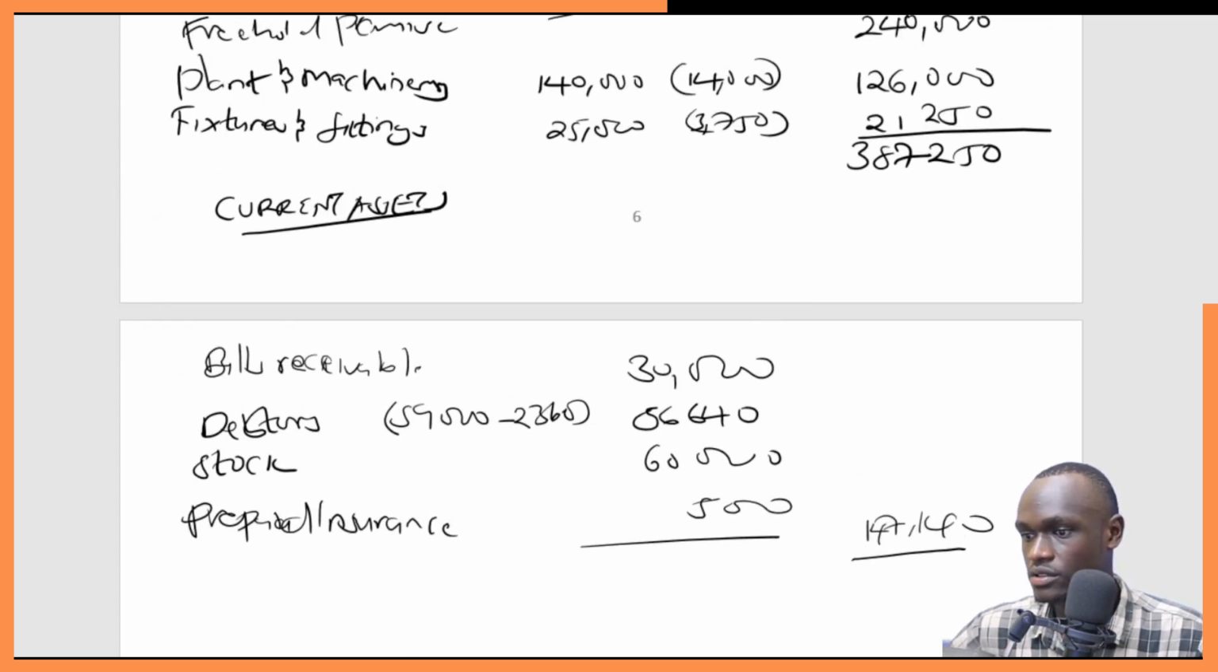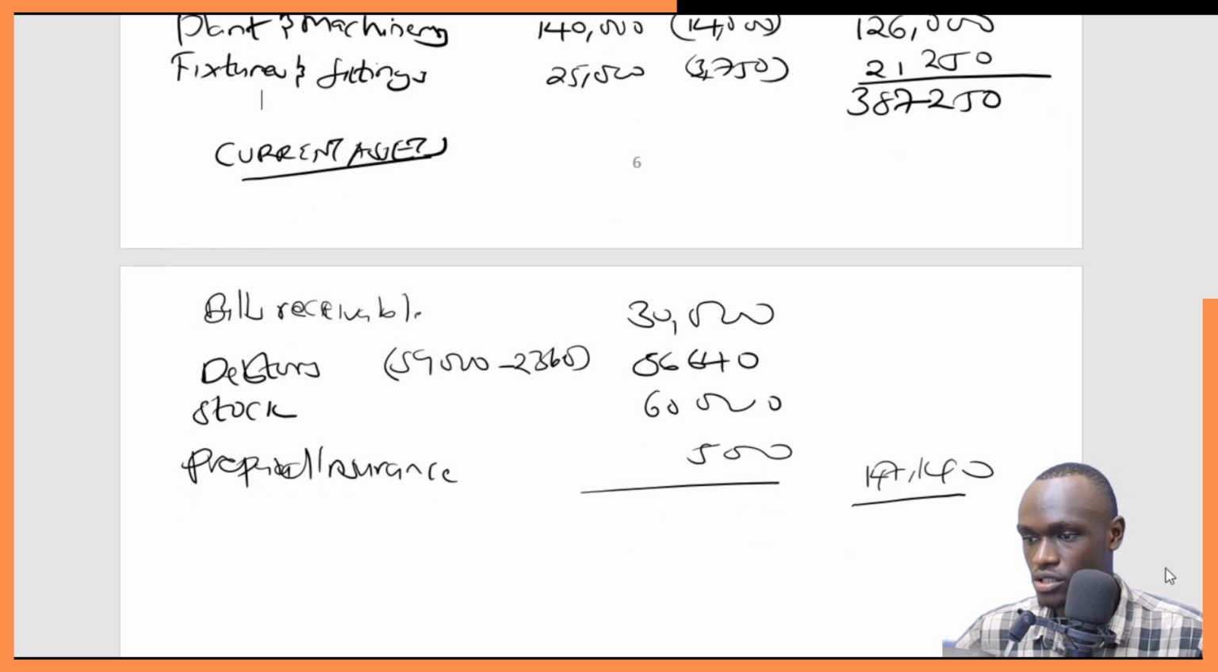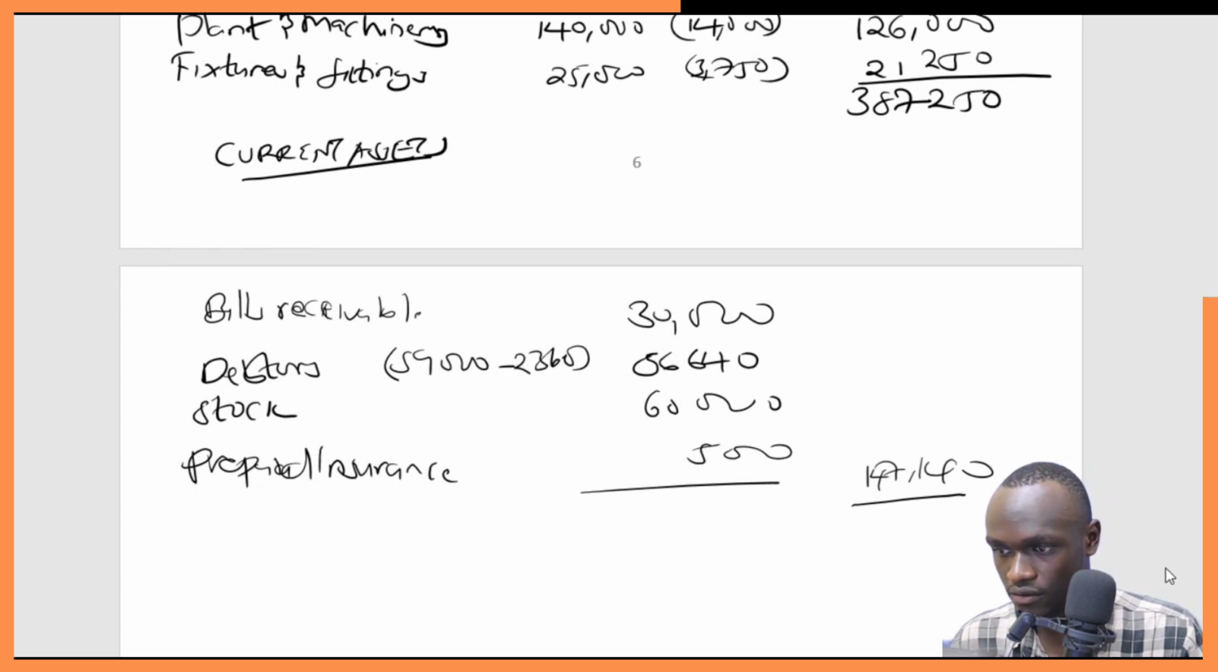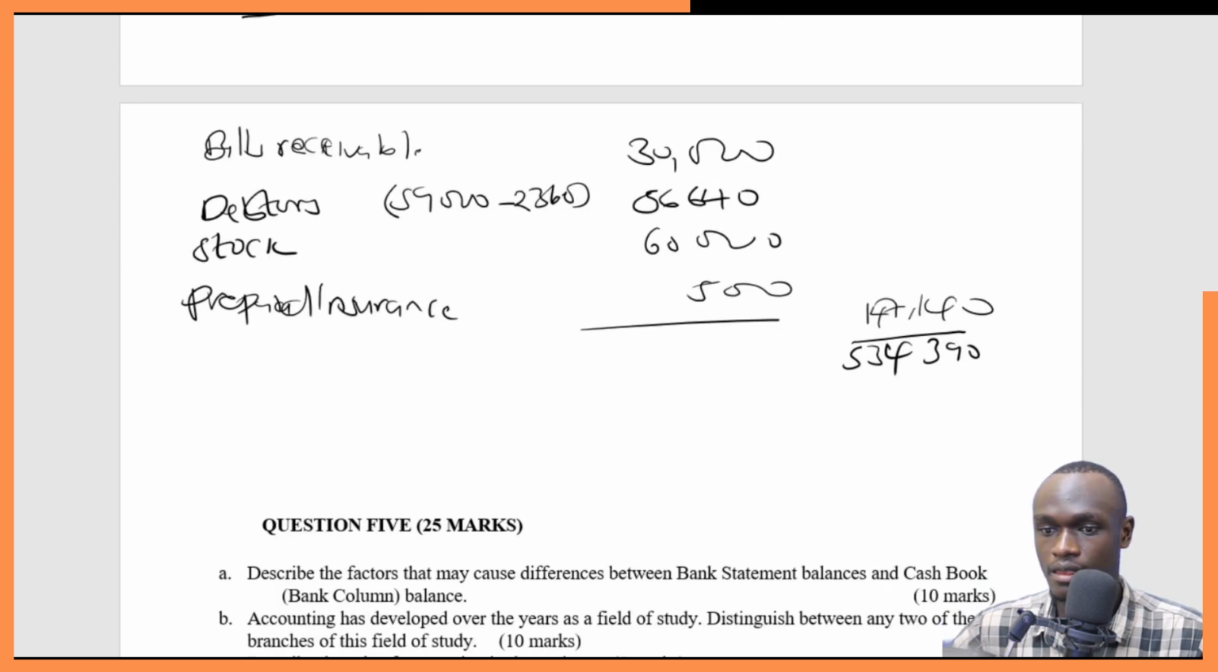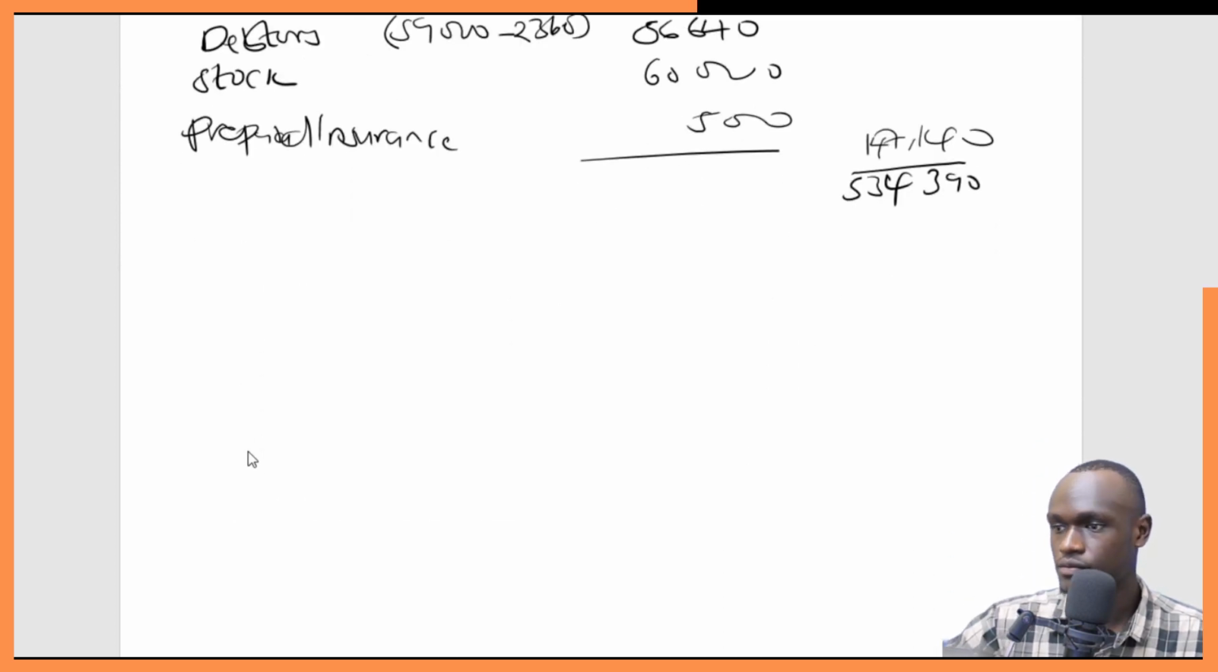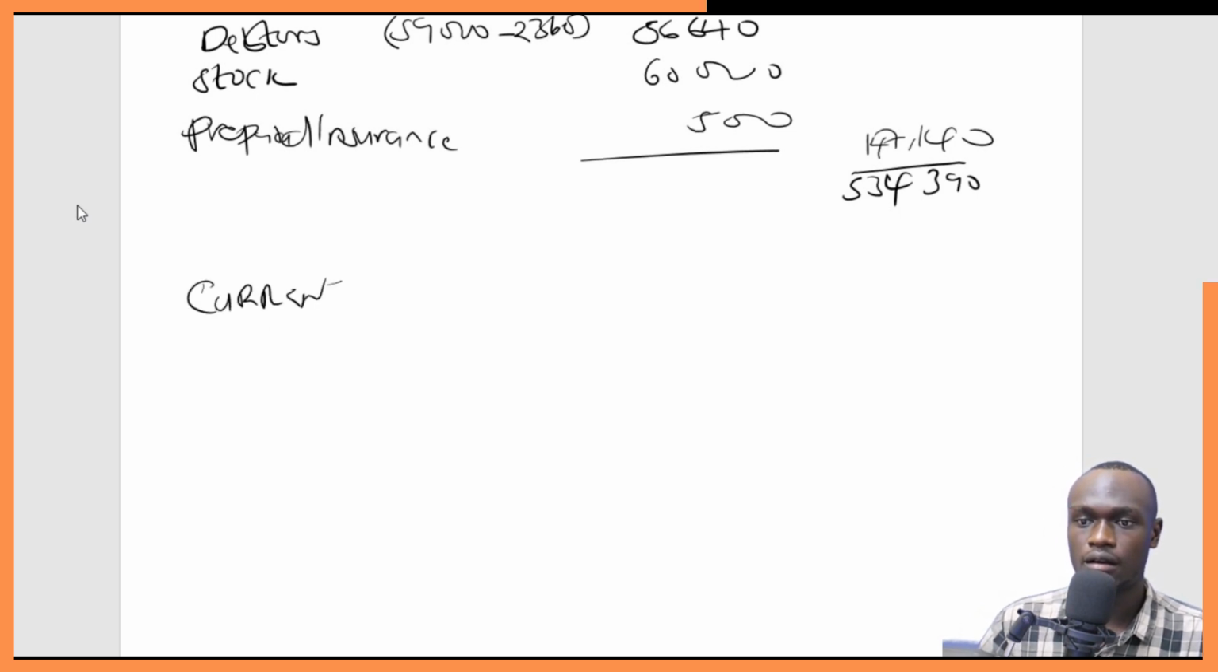This 147,140 plus 387,250, that is non-current assets plus current assets, will give us 534,390 shillings. We go to current liabilities.